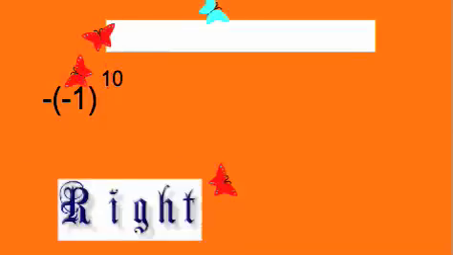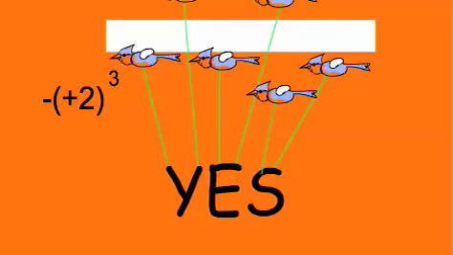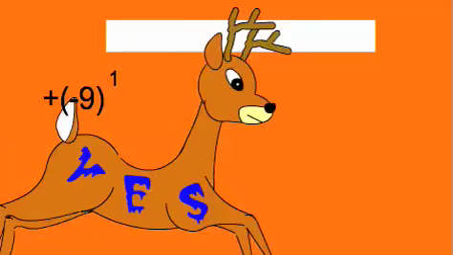Like that. Here we have a negative in front of, we have a negative to an even is positive. So in front of positive, 1 to any exponent is 1. So there we have a negative in front of positive 1 is negative 1. Here we have 2 to the power of 3 is 8 with a negative in front of it, so negative 8. Here we have a positive in front of a negative to an odd is negative, and 9 to the power of 1 is 9. So we have a positive in front of negative 9 is negative 9.